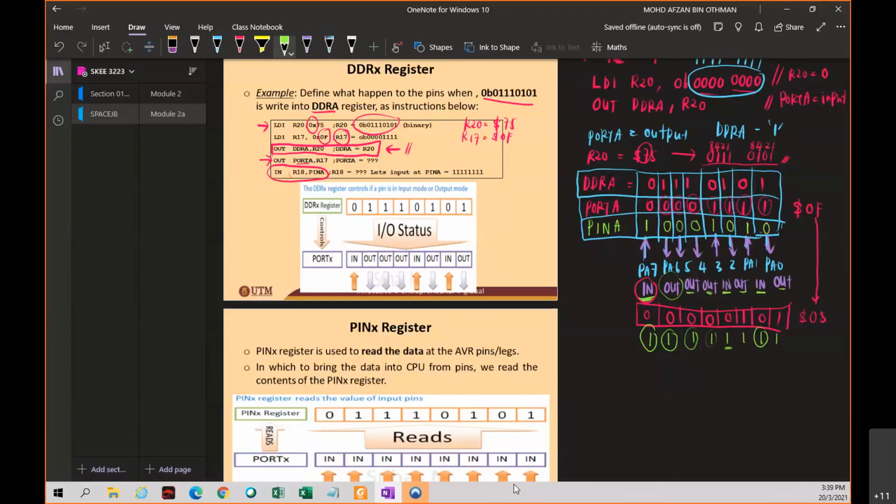Okey, so kalau kamu tengok kat sini, by right, kamu nak hantar value FF. Kamu nak baca value FF ke CPU. Tapi disebabkan setting pada DDRA ni, CPU hanya terima value 8A. Nak hantar FF tapi dapat 8A. So 8A ni nanti akan disimpan dalam R18. So yang ni lah value ke R18.